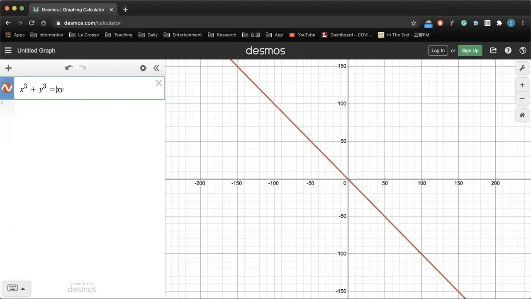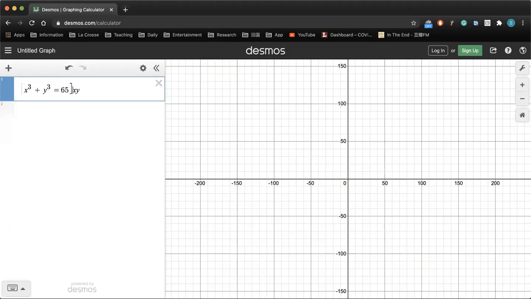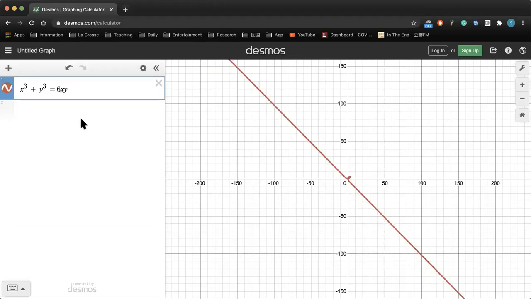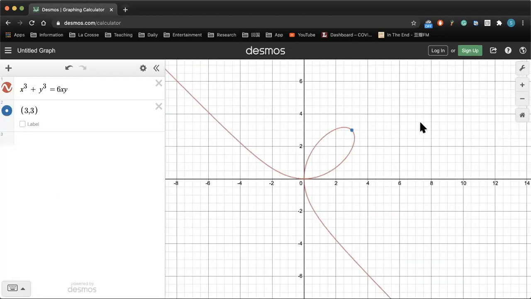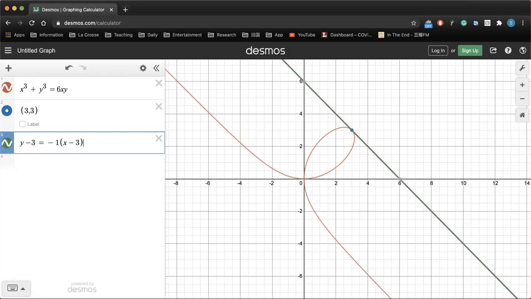And back to this, remember what we said? We want to find the derivative at 3, 3. 3, 3 is here. The answer we found was -1. So if we put the thing here, -1 times x minus 3. Okay, you can see actually we find the tangent line with no mistake. So everything works perfectly.